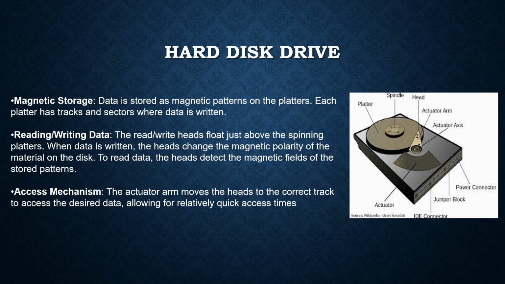In this slide, we are going to see the hard disk drive. Where will the data be stored in a hard disk drive? There is a part called the platter, which is responsible for storing the data. How can we read and write the data? There are read and write heads, which are responsible for reading and writing the data on the hard disk drive. When the data is written, the head changes the magnetic polarity of the material on the disk. To read the data, the head detects the magnetic field of the stored pattern.